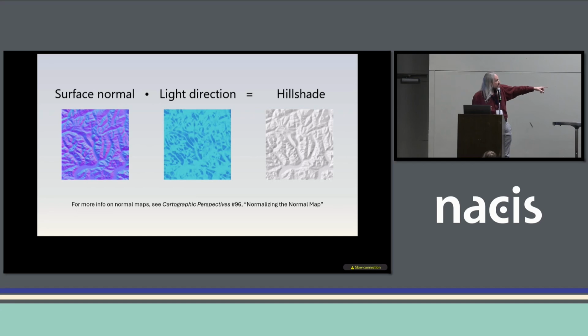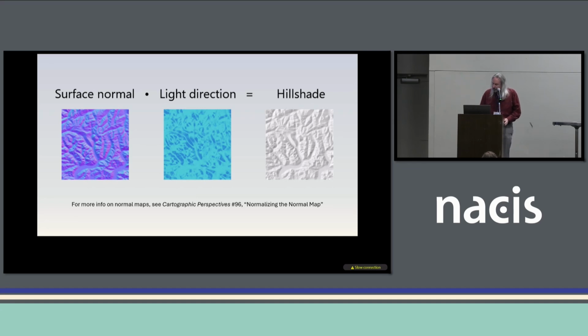I published a paper in Cartographic Perspectives issue 96, "Normalizing the Normal Map." They're really useful. I highly recommend looking into them if you haven't already. But if you can do a dot product between these RGB rasters, and the exclusion and luminance modes allow you to do a dot product just with blending modes, that got me thinking, well, maybe you can do hill shading just with blending modes and not having to use any actual tools. And if you can do that, maybe it could even be dynamic.